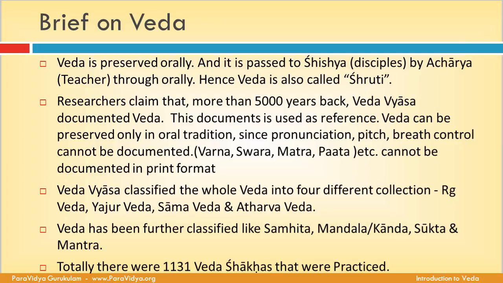Veda can be preserved only in oral tradition, since the pronunciation, pitch, breath control cannot be documented. That is, Varna, Swara, Matra, Bhatha, etc. cannot be documented in print format. Veda Vyasa classified the whole Veda into 4 different collections, like Rig Veda, Yajur Veda, Samaveda, and Atharva Veda.